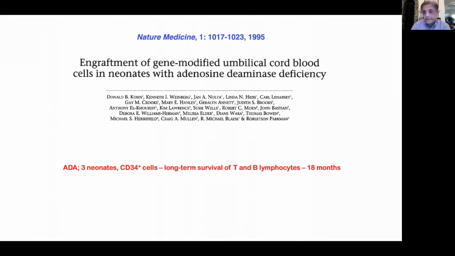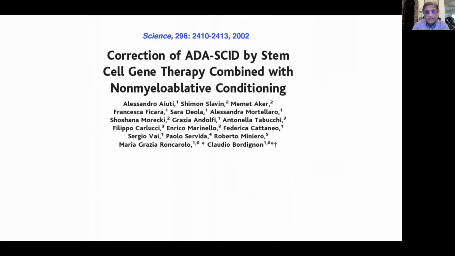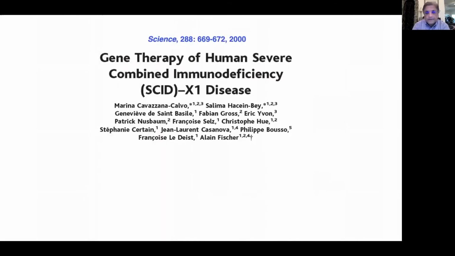So this was proof positive that this could actually be done at a very early stage in life. And then another group in Italy, Alessandro Aiuti and Claudio Bordignon, used stem cells instead of T cells, and this time they used non-myeloablative conditioning, so without having to kill the bone marrow. Again, they showed that in 2 patients, these cells were transduced with the vector, and they showed improved immune functions for about a year or more. So this was looking really positive.